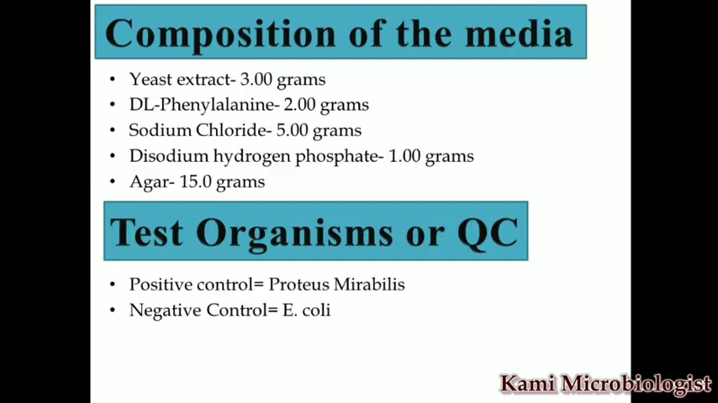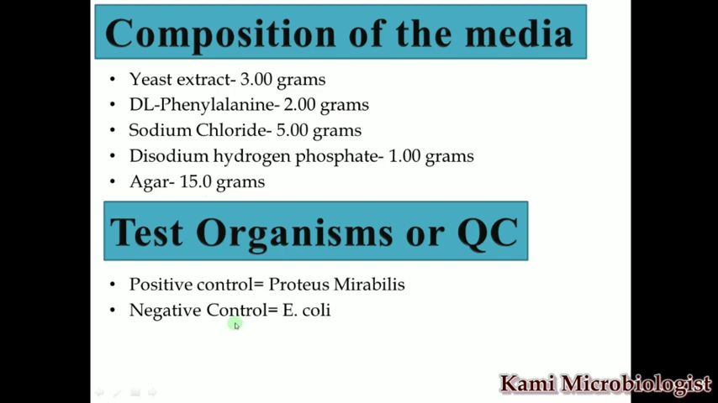Now, as we said that we need the media, what is the composition of the media? It contains yeast extract 3 gram, DL-phenylalanine 2 gram, sodium chloride 5 gram, disodium hydrogen phosphate 1 gram, and agar 15 gram. You mix all these ingredients in 1 liter, and then you get the phenylalanine agar medium.